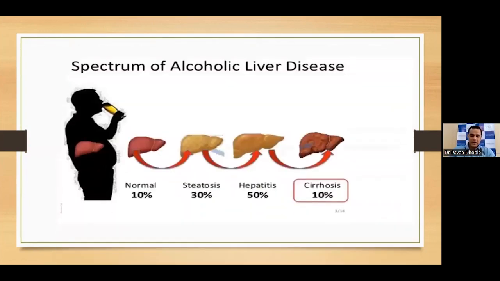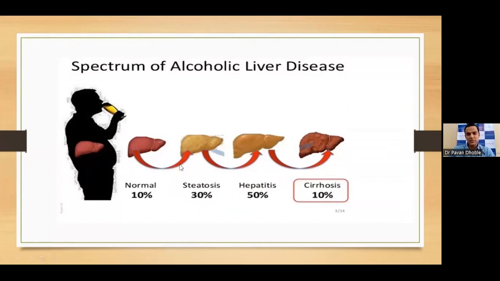So what is the spectrum of alcoholic liver disease? People do come to OPDs and physicians saying, my friend is consuming alcohol for so many years, he's not having alcoholic liver disease, how come I have it? So it's a spectrum of alcoholic liver disease.